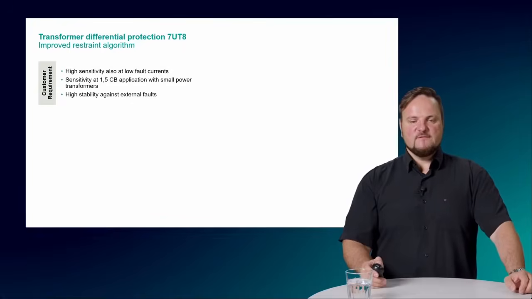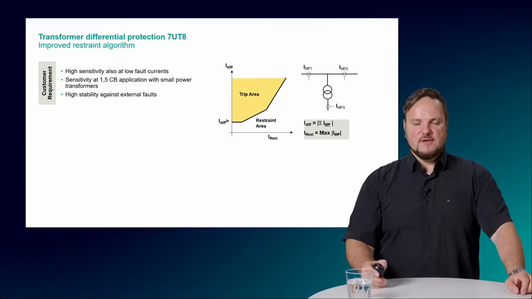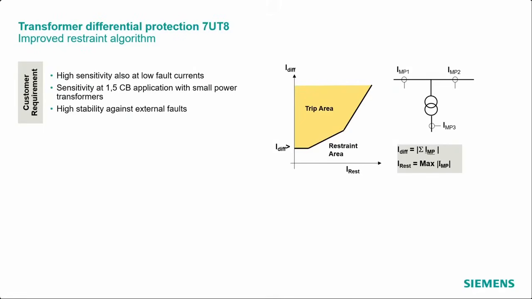So the first thing we changed is the improvement of the restraint algorithm, due to the fact that we have many more 1.5 breaker scheme applications with a small power transformer, for example an auxiliary transformer for the station bus or so on.